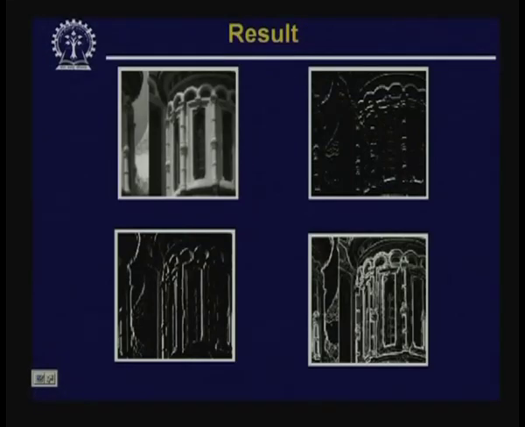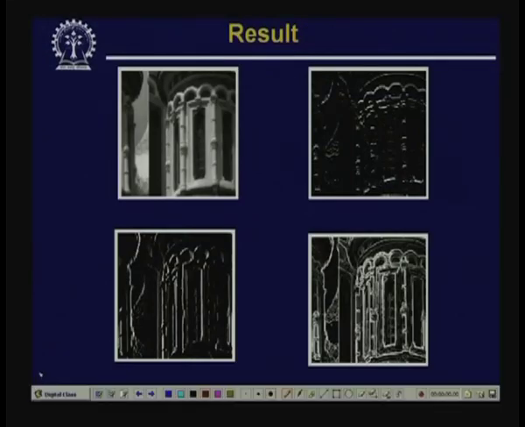Because the Sobel edge operator gives an averaging effect, the effect of spurious noise in the image is taken care of to some extent by the Sobel operator, but it is not taken care of by the Prewitt operator. Now, let us see what kind of result we can have by using these edge detection operators. Here we have shown the result on a particular image.